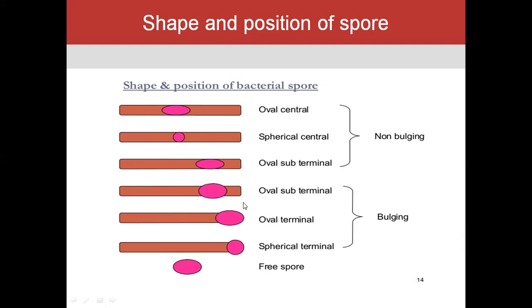And bulging spores means that here we can see they come out a little bit from the bacterial body. So here the shape of the spore is oval and it is subterminal. And here it is oval terminal, and this is spherical terminal, and it is a free spore.